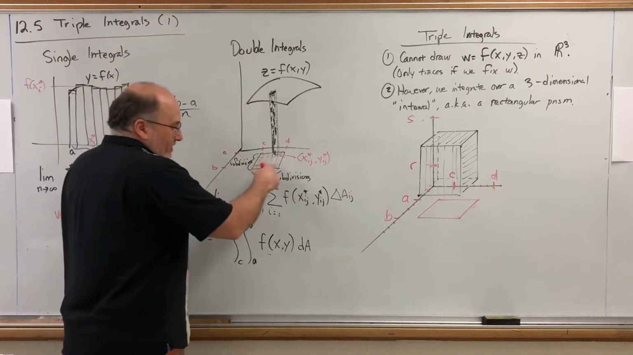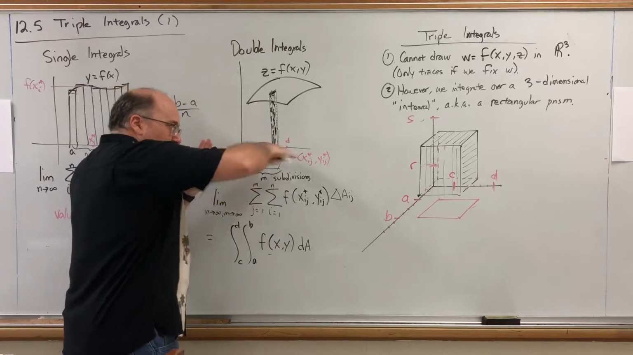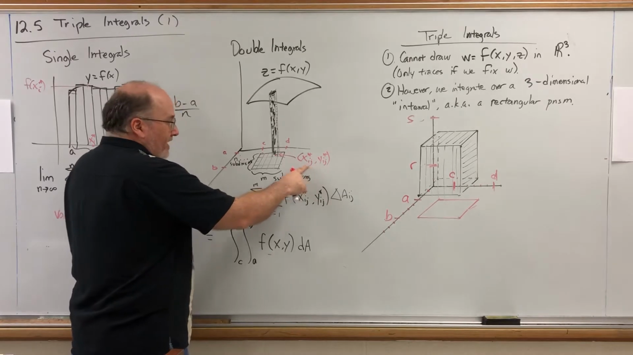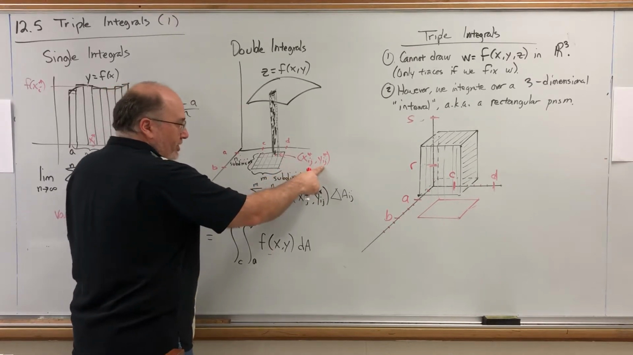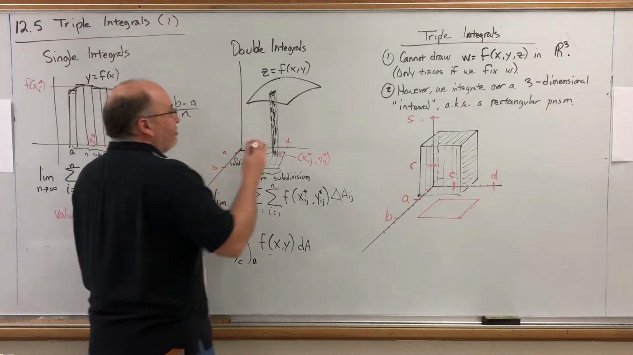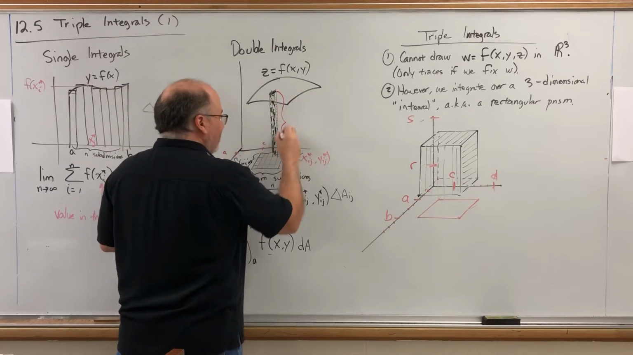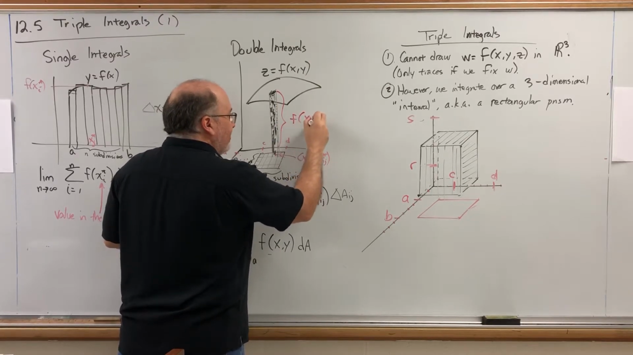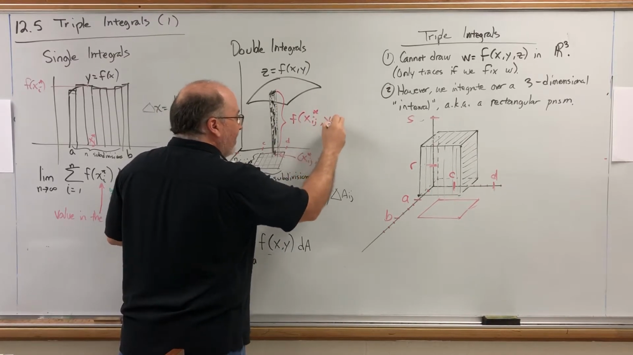So within each of these little rectangles down here, once we chopped up the big rectangle, we would select a random ordered pair in the ith row and jth column, if you will. Then we would stick that into the function, and when we stick it into the function, it would tell us how tall that is: f of x ij star, y ij star.